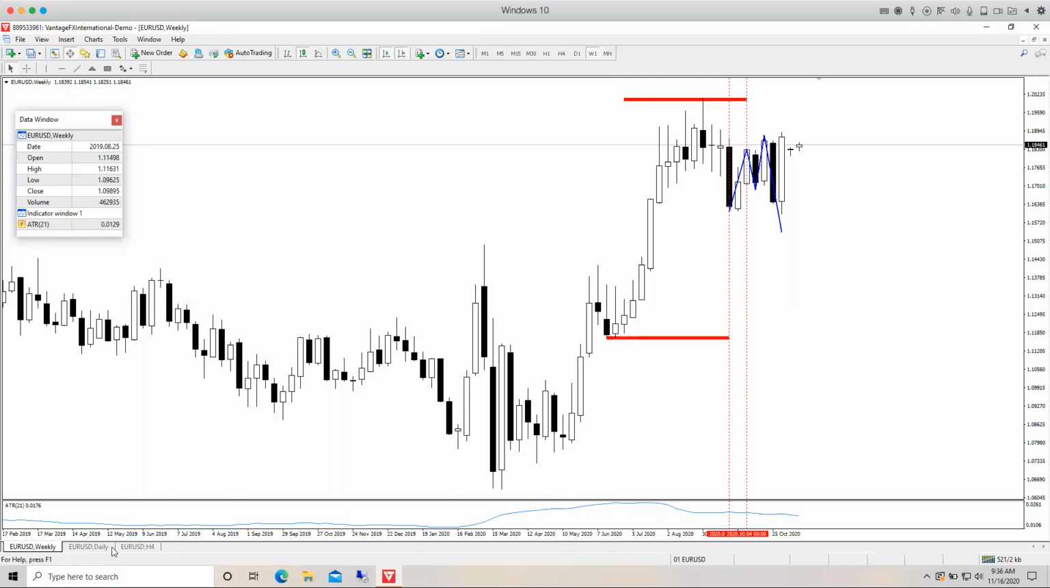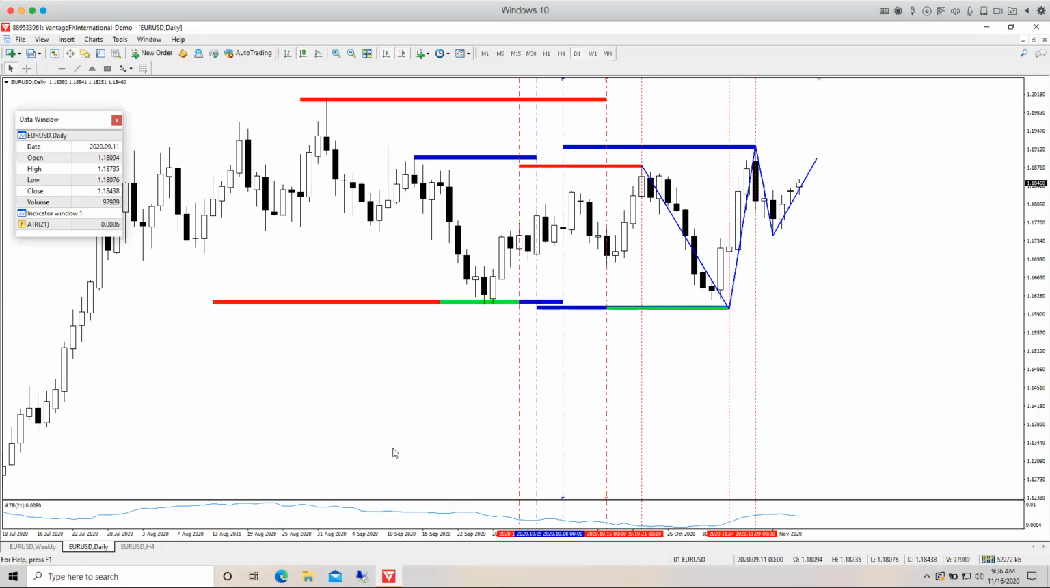All right, so that's the euro. Moving rapidly on.